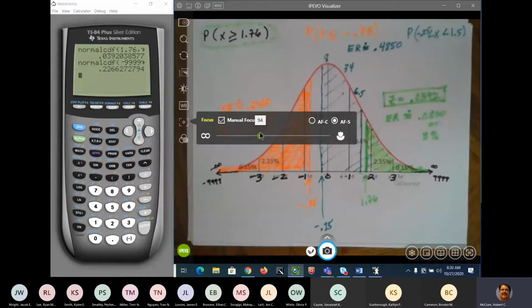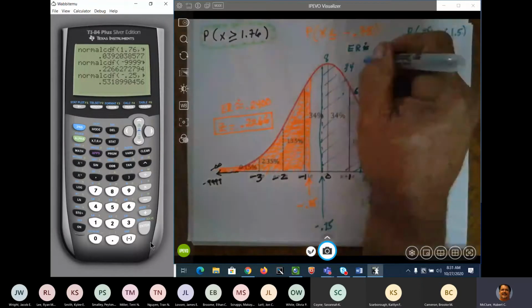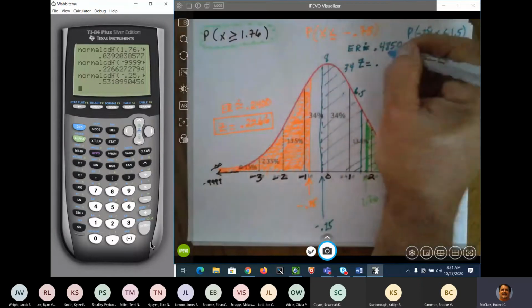Okay, so second, vars, normal CDF, negative 0.25, negative 0.25, and 1.5, and calculate. 0.5319. So I was a little bit off on that one. So by the z-score, we get 0.5319.